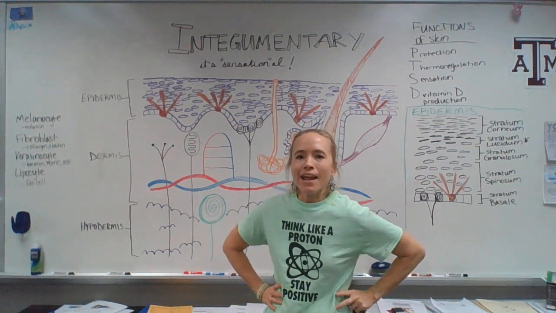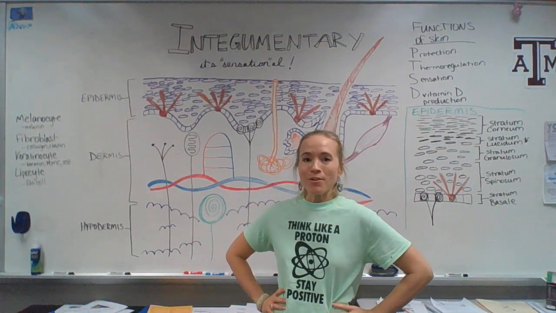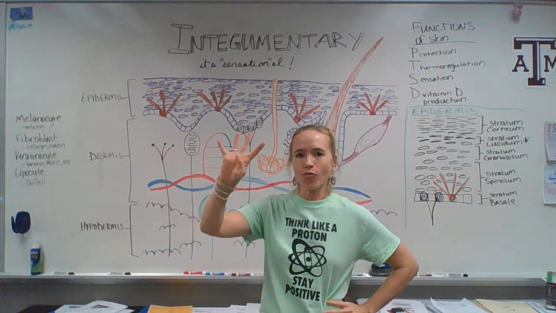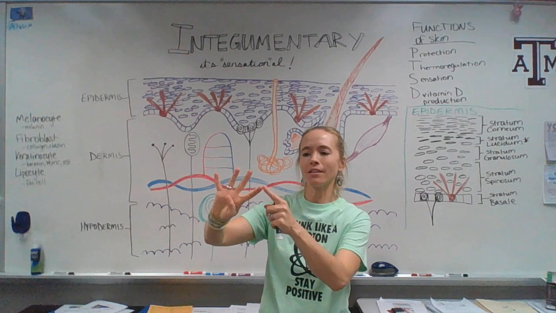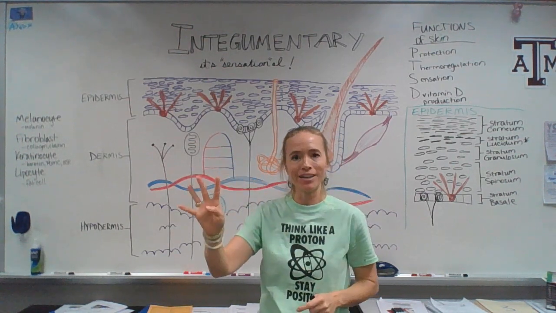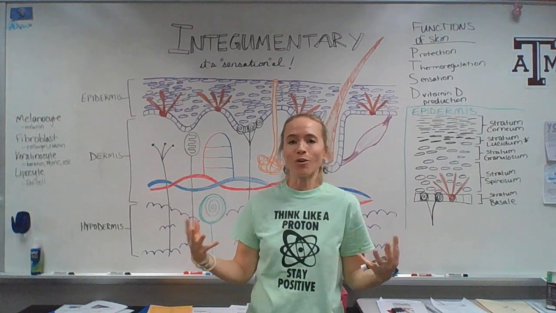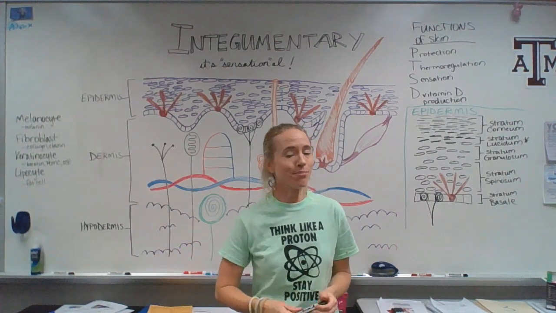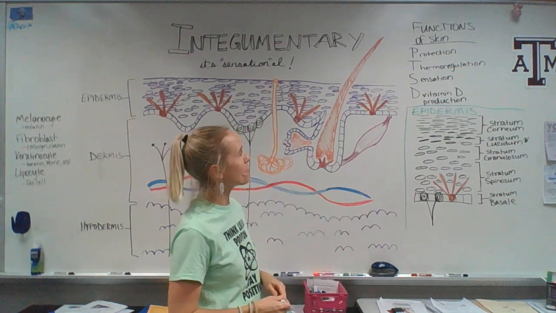Hey guys, today we're going to learn about the skin. So your skin is an organ because it contains all four types of tissues. It has epithelial tissue, connective tissue, muscle tissue, and nervous tissue, which makes it an organ. It's actually your largest organ by size and by mass. So it is a pretty important thing to learn about.